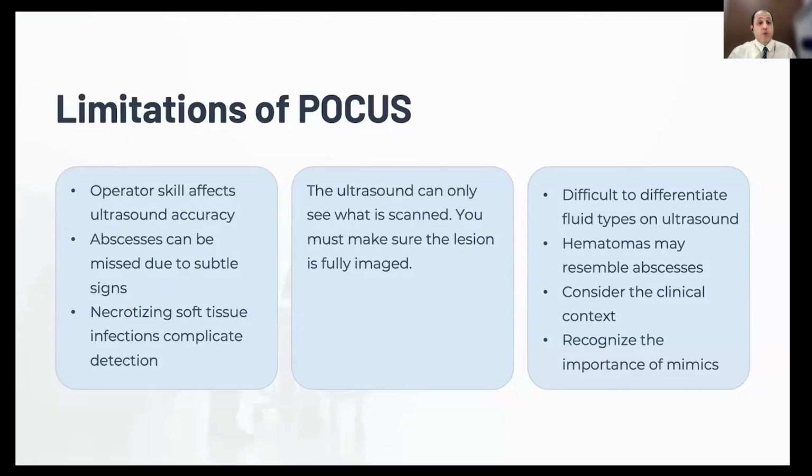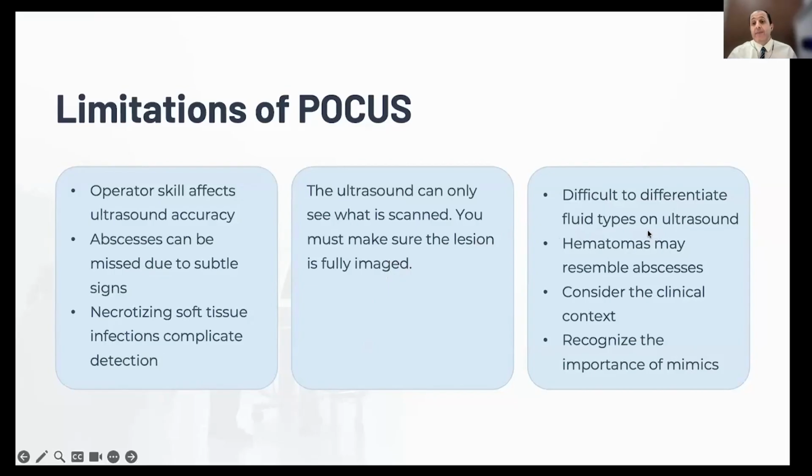Necrotizing soft tissue infection complicates the detection. We cannot do the scan easily for them. And ultrasound is just to scan what we are looking for. If we don't check the whole lesion, we don't map the whole lesion, so we may miss some abnormality and some pathology. So it is very important to scan all surrounding that lesion, that cellulitis that you find.